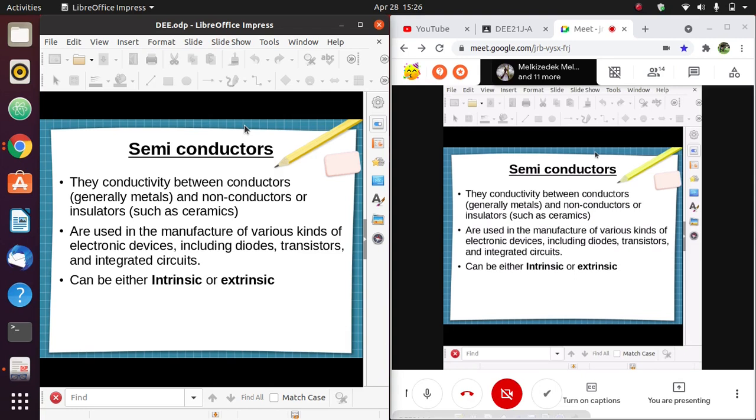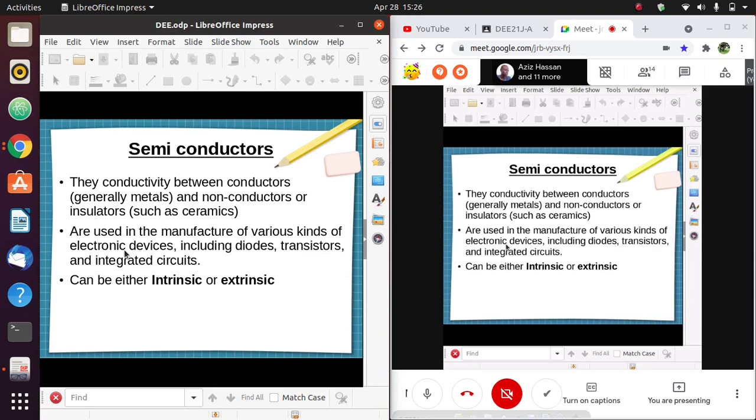Now, the semiconductors are usually grouped as intrinsic. Intrinsic semiconductors are pure semiconductors. These are semiconductors that are chemically pure. Hazijaongezwa chochote. This is how they are found in nature. For example, we have silicon. Silicon is a pure semiconductor.